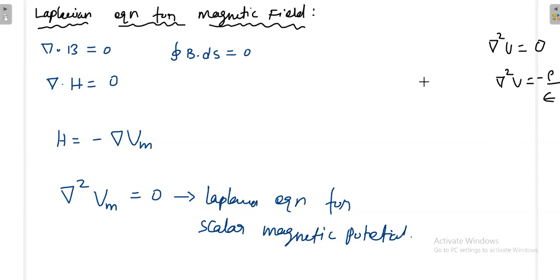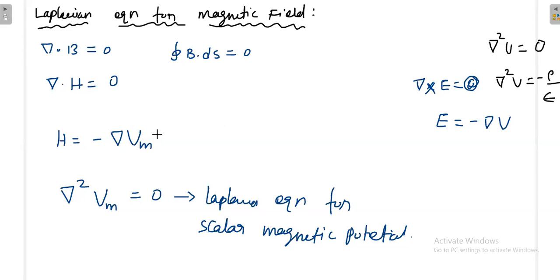In electric field, we have seen del cross E is equal to 0, and E is equal to minus del V. Here del dot H is 0, so there is some kind of similarity. Here it is a cross product and there a dot product, because this is electric field and this is magnetic field. That's okay.